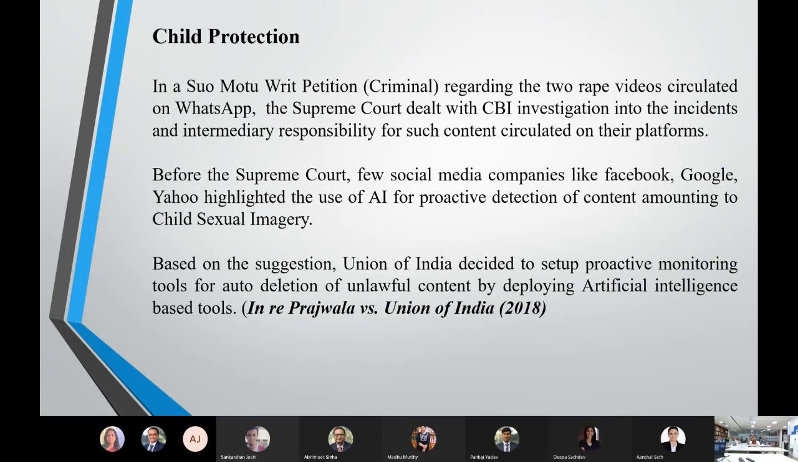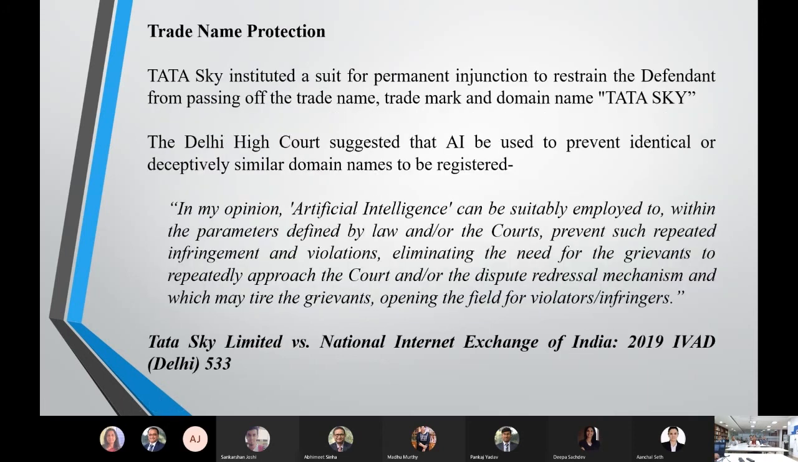Before the Supreme Court there were certain media companies like Facebook and Google. They highlighted that we can use AI, first of all, to prevent the rampant circulation of these videos, which of course is not expected in such cases. This appealed to the Supreme Court, and then the Union of India also decided to set up a proactive committee and to use AI for the auto deletion of any unwanted content which is being circulated without authorization. So this case also assumes significance as far as AI is concerned.